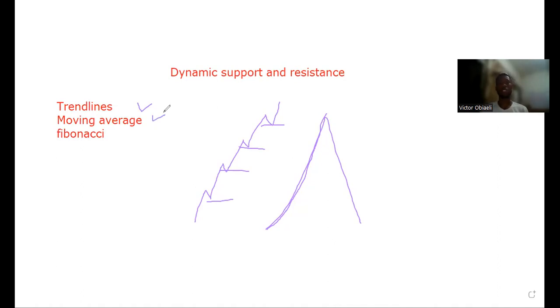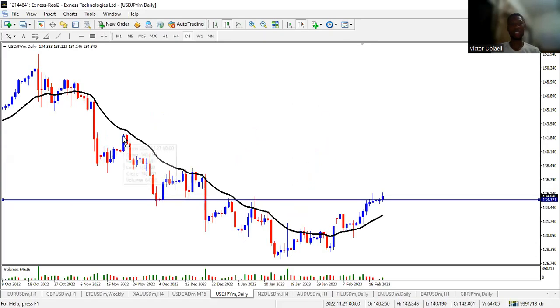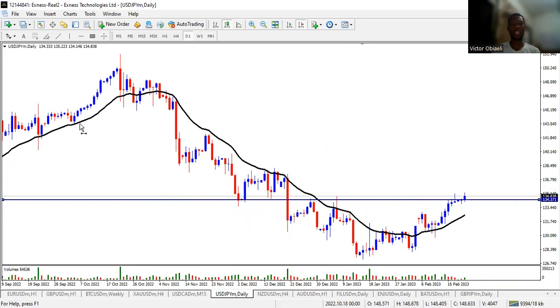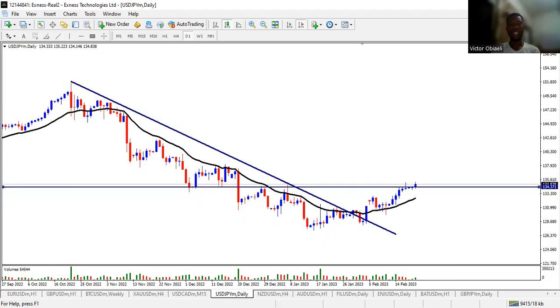So I'm going to show us a chart example, so we'll be able to see what it's all about. Now, this is my chart. As you can see, we have the moving average there. Now, remember I said the dynamic support and resistance region is used for predicting key level areas where price is likely to reverse from as the trend continues. Now, this is a bearish trend.